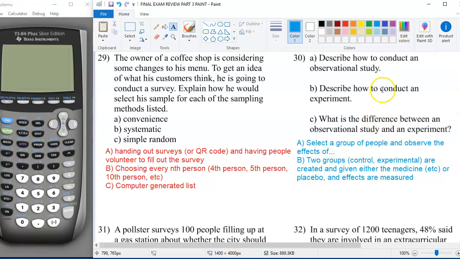So the difference between an observational study and an experiment, I think you can kind of already see. I'm not going to really write out letter C, but in an observational study, you're just taking a group of people that meet a certain criteria, and you are observing what's happening to them. What are the effects of whatever's going on? Whereas you can see in an experiment, we are being very specific. We have a control group. We have an experimental group. We are giving half of the people one thing and half of the people another thing. We are breaking it down. We are measuring the effects. And so you can see there's a very big difference between the two.